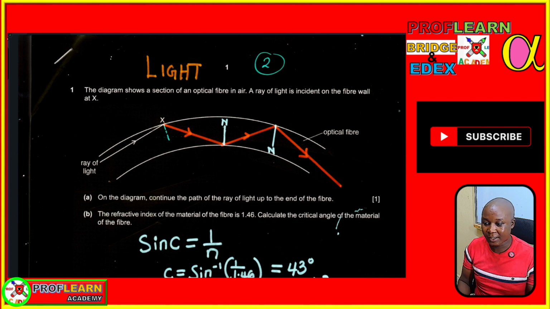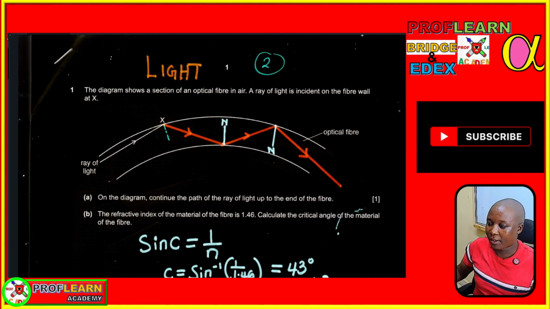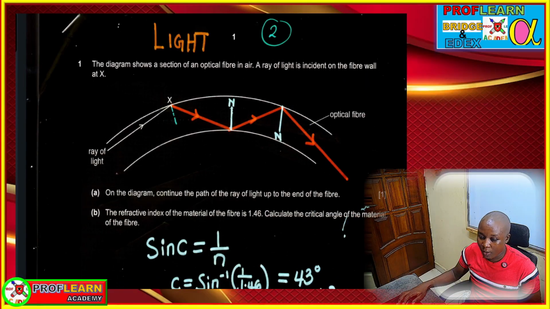On Friday, you're going to sit for this paper. One of the topics that you really need to prepare on is the topic of light. Light is a wave, and it is an electromagnetic wave. Visible light is an electromagnetic wave, which means that we shall be asked various properties of light. Light can be reflected, light can be refracted, and light can be diffracted.